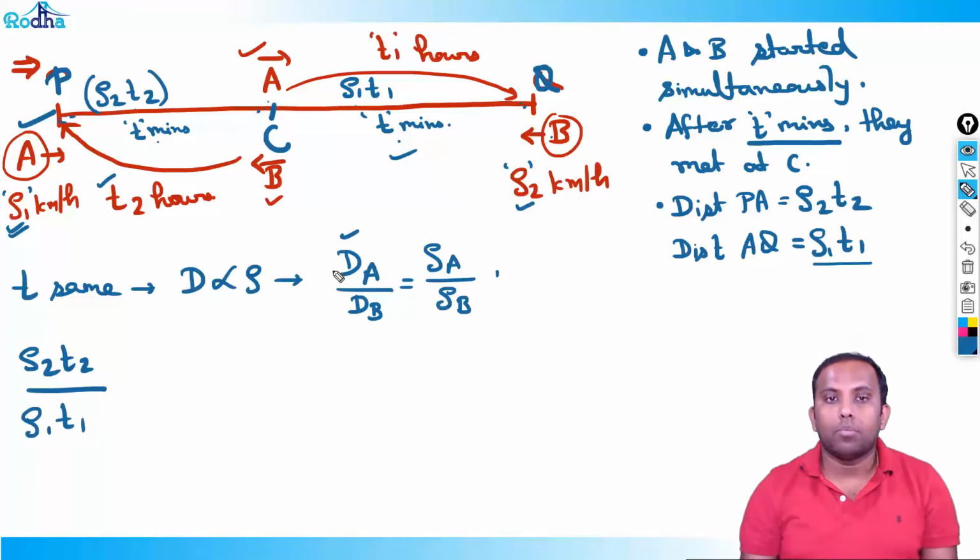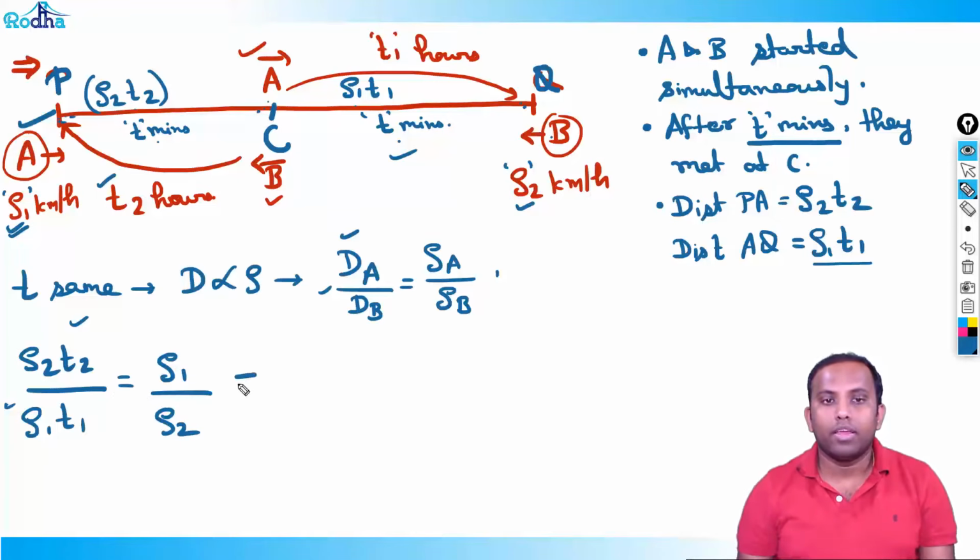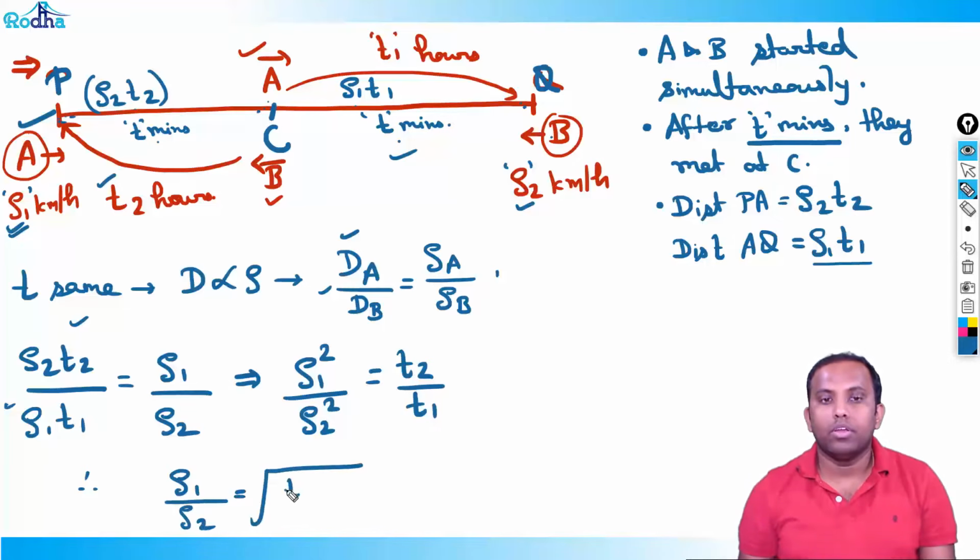So dA upon dB is equal to SA upon SB. What is the speed of A? Speed of A is S1. What is the speed of B? Speed of B is S2. Very important point you get from here: S1 square upon S2 square is equal to T2 by T1. Therefore, S1 by S2 is equal to root over T2 by T1. Very, very important point.